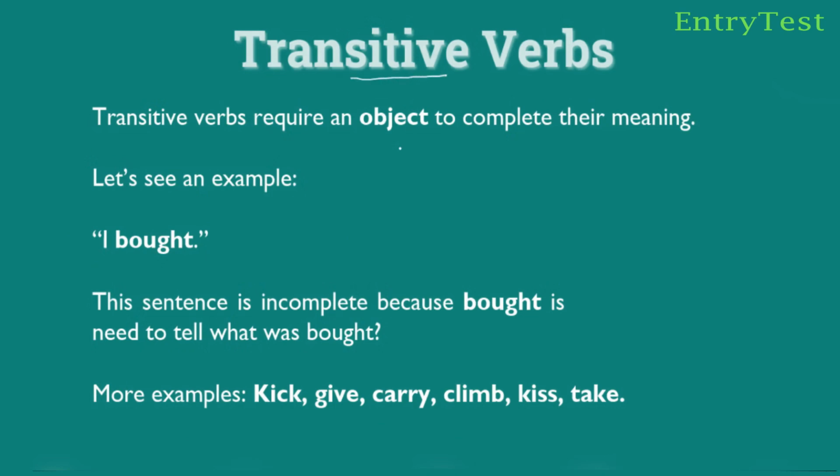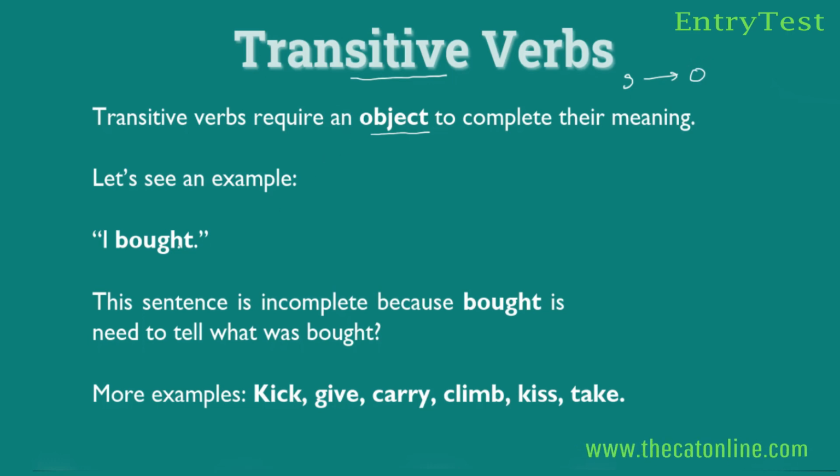So transitive verbs require an object to complete their meaning. Now what are objects? Objects are the nouns or the pronouns which receive an action. So your subject must be performing an action and your object receives an action. Okay? So transitive verb ऐसे verb होते हैं जो object के बिना incomplete meaning show करते हैं.